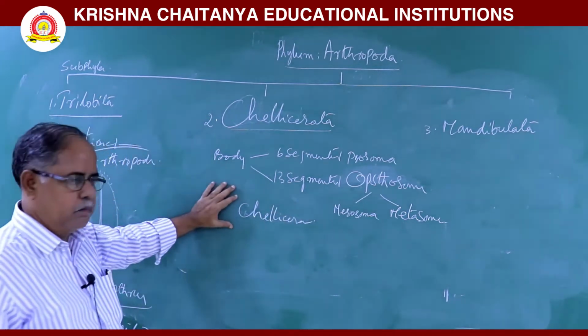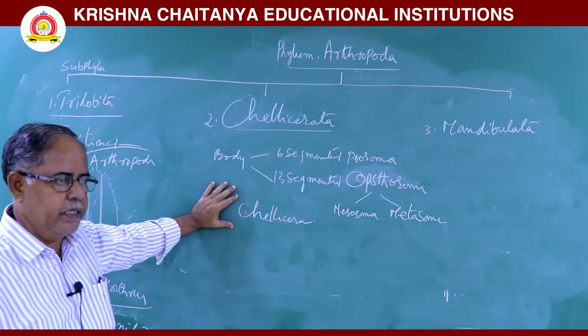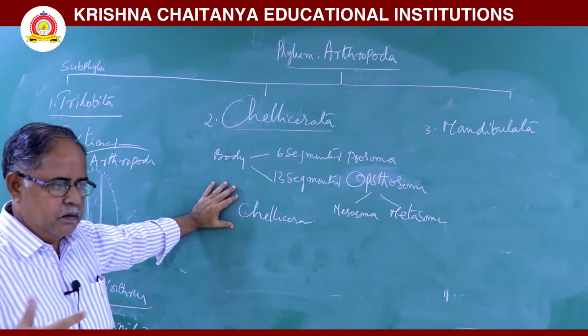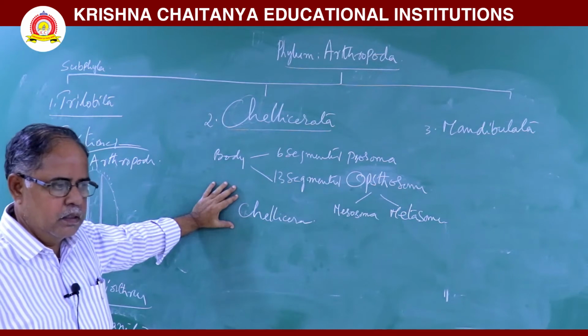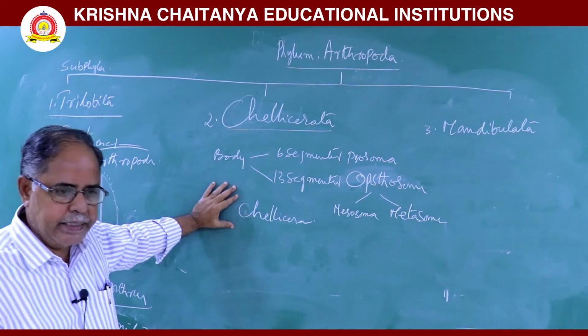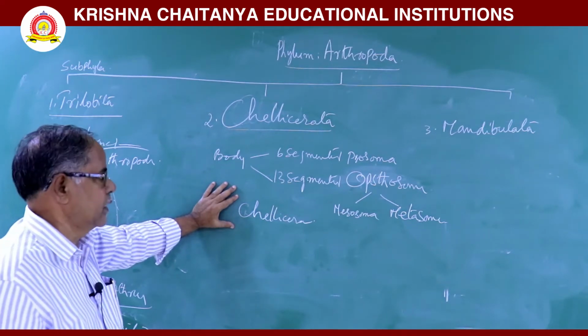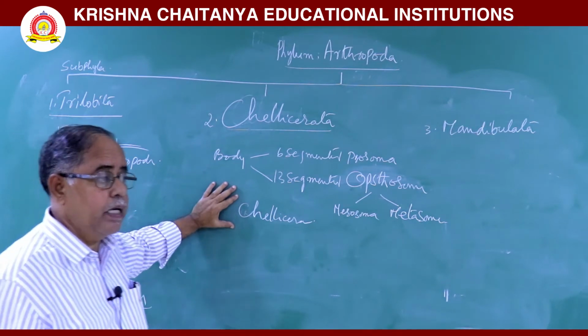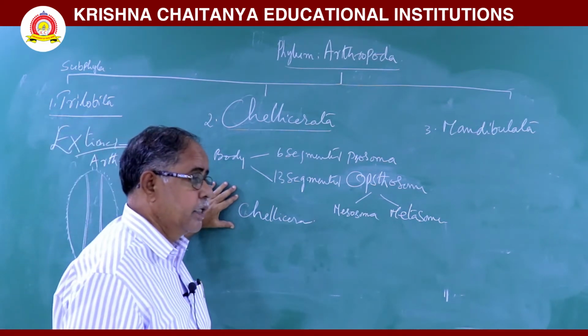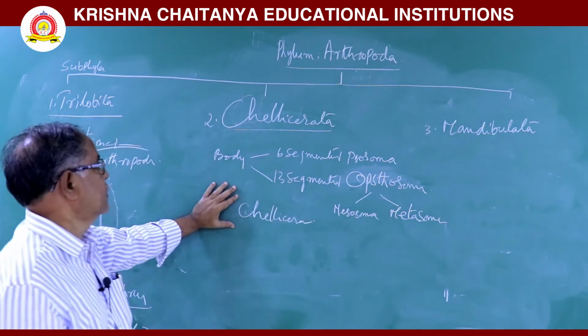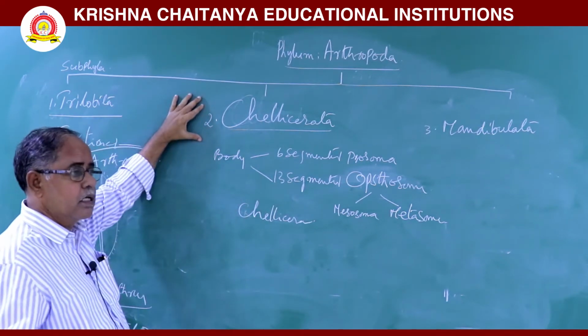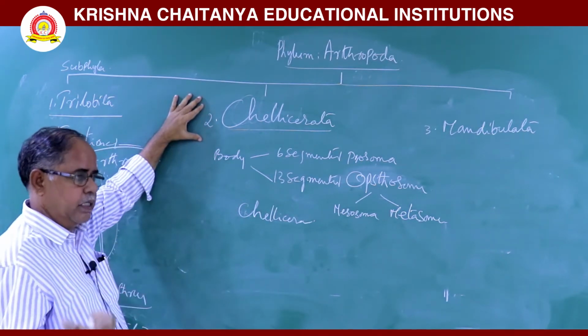They are modified for feeding. Here, mandibles and antennae are absent. Antennae and mandibles are absent in these animals. Some are aquatic, some are terrestrial.